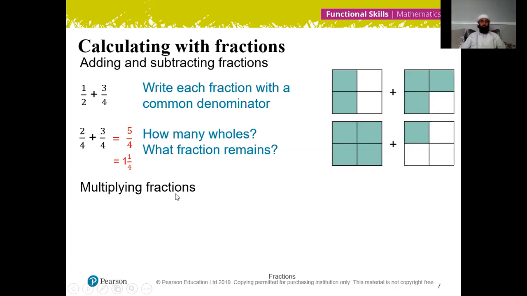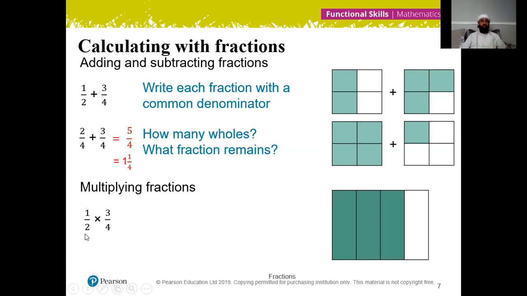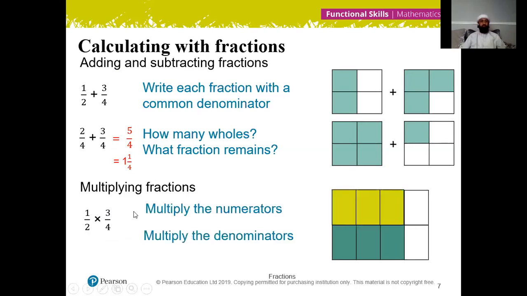The next one, multiplying fractions. Multiplying fractions is very, very easy. Okay, 1/2 times 3/4. It's simple, straightforward. What is 1 times 3 and what is 2 times 4? 1 times 3 is 3, 2 times 4 is 8. Multiply the numerators, multiply the denominators, and your final answer is 3/8.